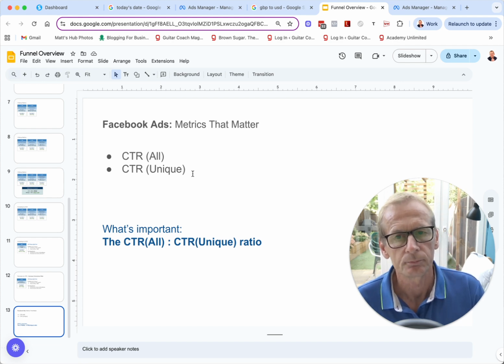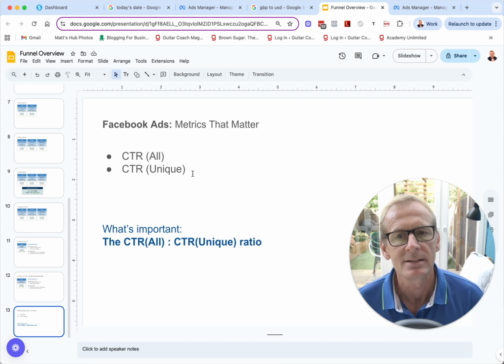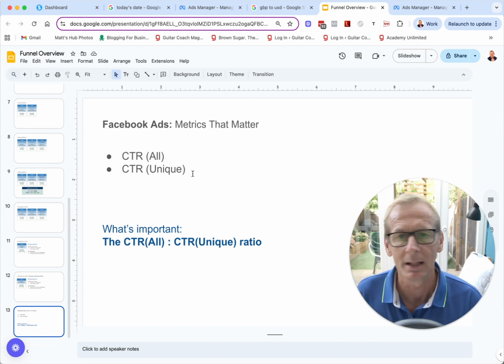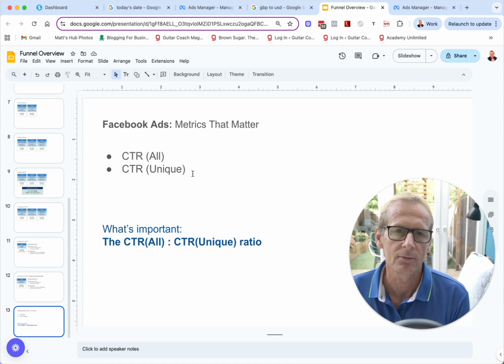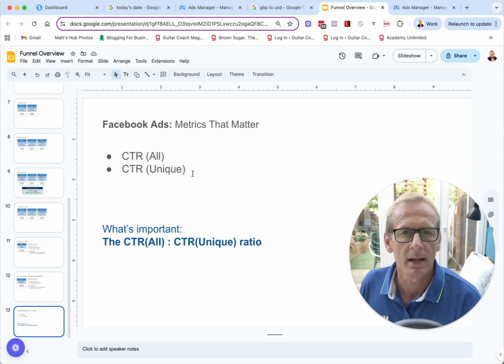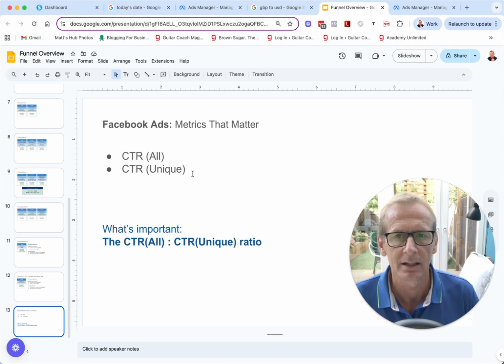So let's talk about those two things. CTR All is basically your measure of engagement. Is anybody interacting with your ads? That might be as simple as stopping the scrolling, or it might be clicking a read more on the copy. It might be a like, a comment, a share, any sort of indication of engagement that comes under that metric of CTR All. And the reason that's important is that it's your first indication that your ads are actually connecting with an audience.